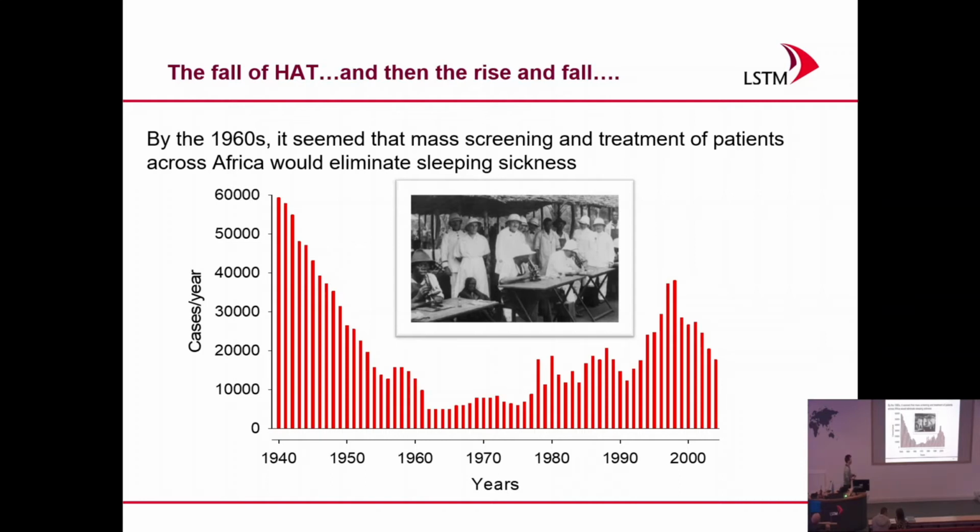changes in political stability in countries with the end of the colonial era, also people taking their eye off the ball because there had been such a decline in cases and no longer thinking of it being such a problem. This then led to an increase in cases again towards the end of the 70s, through the 80s and 90s, and again we were having large-scale outbreaks in the 1990s.